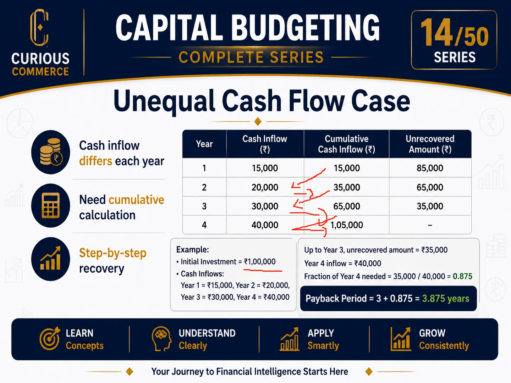The fourth year inflow is 40,000 rupees. So the fraction of year 4 needed is 35,000 rupees divided by 40,000 rupees, that is 0.875. The payback period is 3 years plus 0.875, that is 3.875 years.